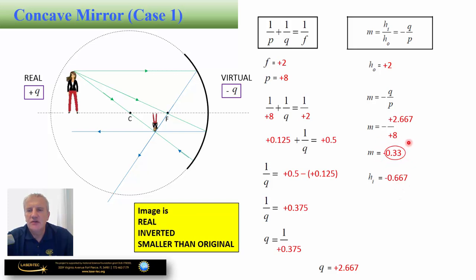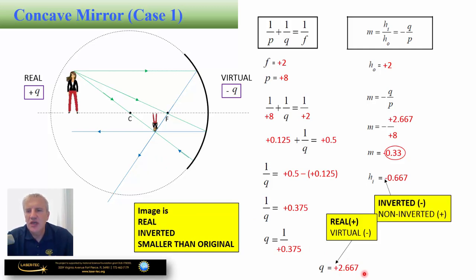This value that we are seeing here also has a certain meaning. So the fact that Q is positive means that the image is real, which correlates to the results we got through the ray tracing method, since our mirror image is positioned to the left relative to the mirror. So the positive Q means a real image.